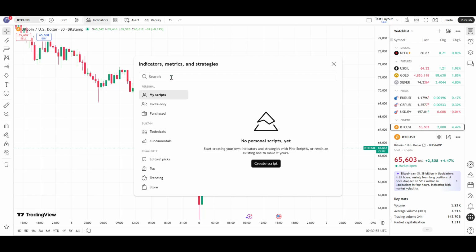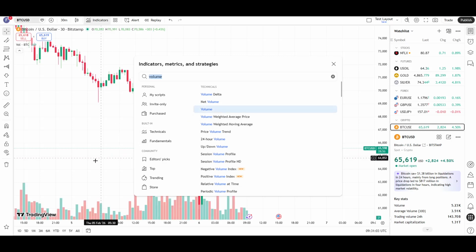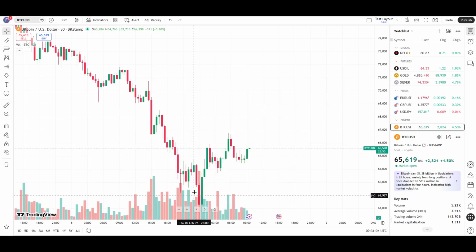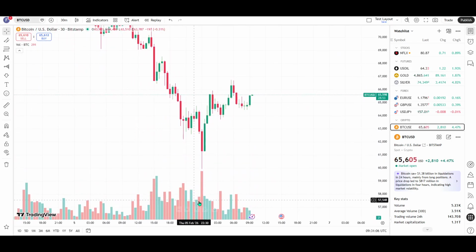In the search box, type volume. You'll see a few results, but the standard built-in indicator named volume is the one most traders use. Select the one you need, and TradingView will immediately add it to your chart. There's no extra configuration required for it to show up. It appears automatically in a panel below your price candles.